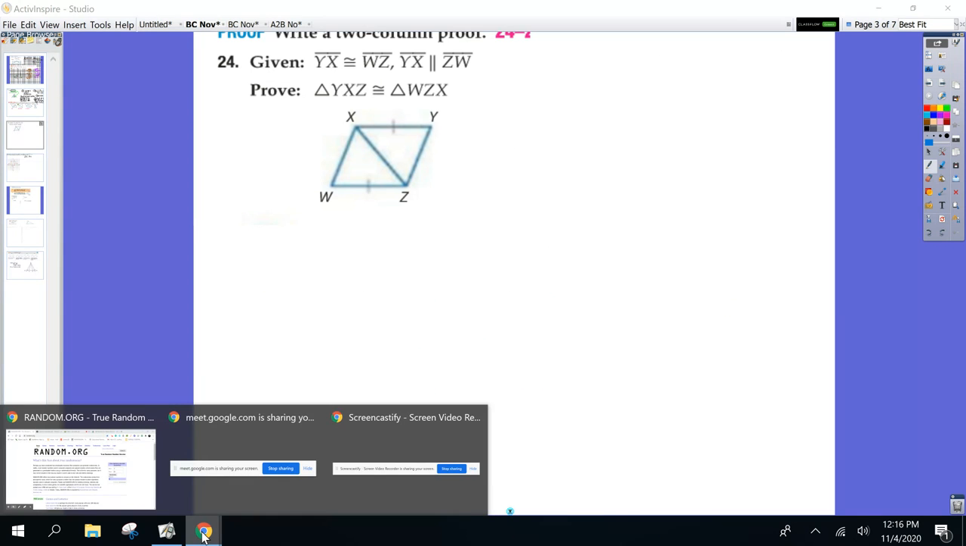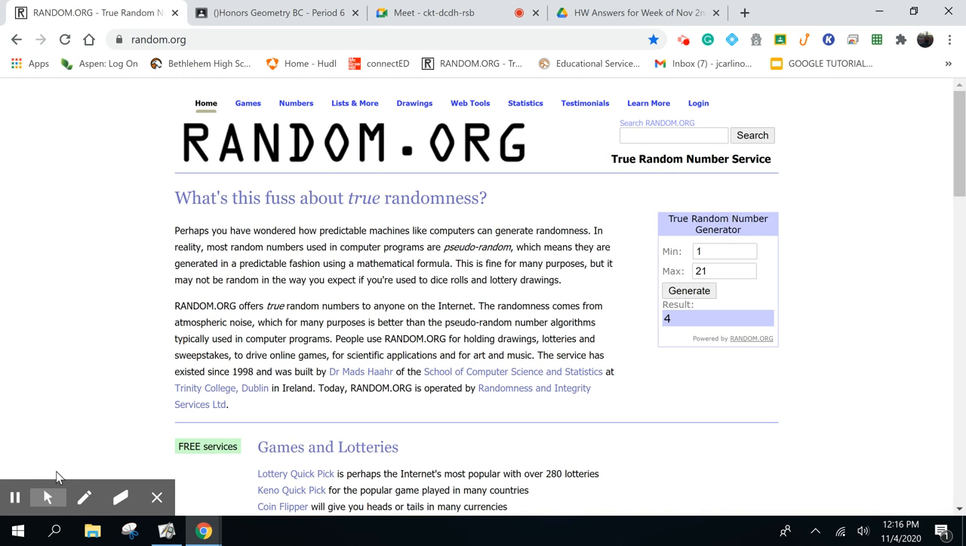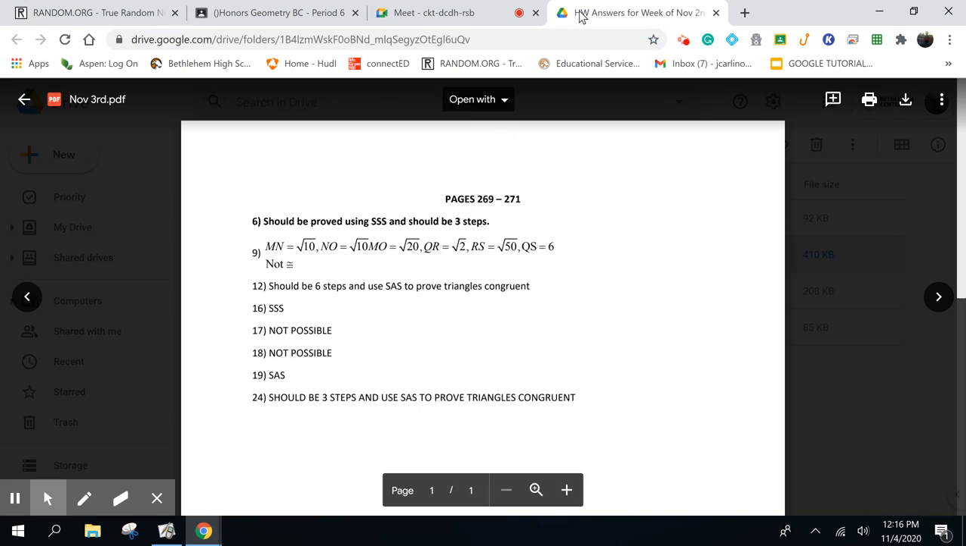100% my mistake. I am not making excuses. It was a mistake that should have never happened. On your homework answer key, I said number 24 should be 3 steps. It should be 4. That is 100% my fault. No excuse on my end. I should be better than that. All right, so why was it 4 steps?